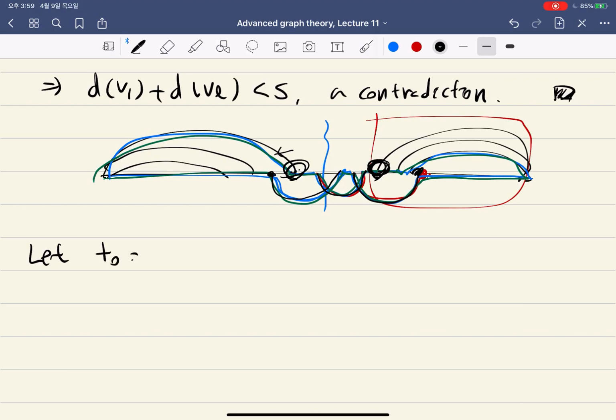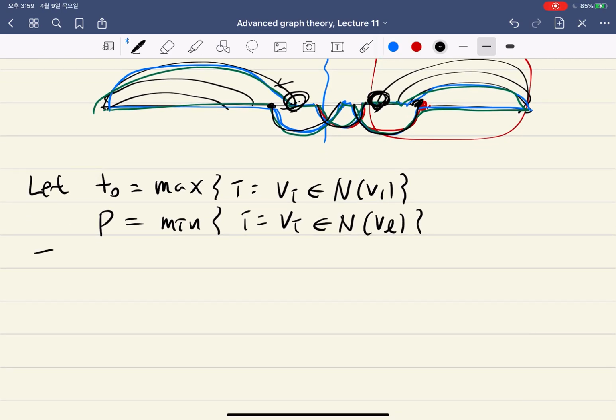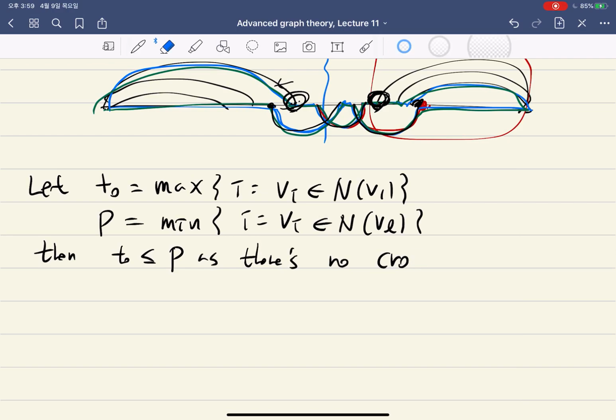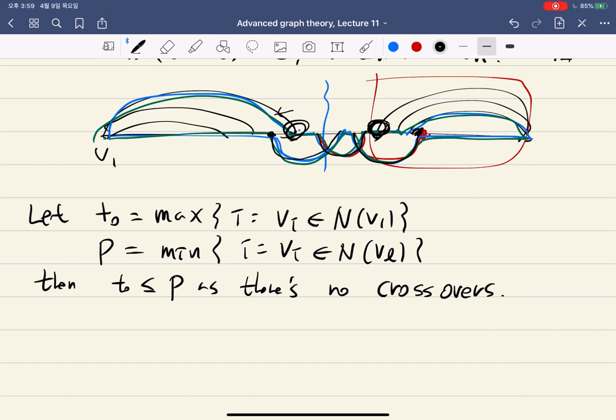Let's say T0 is the maximum i such that Pi is a neighbor of P1, and the minimum i such that Pi is a neighbor of PL. Then we know that T0 is smaller than this, as there's no crossover. So our aim is to find a cycle which contains P1 and PL as well as all of their neighbors.